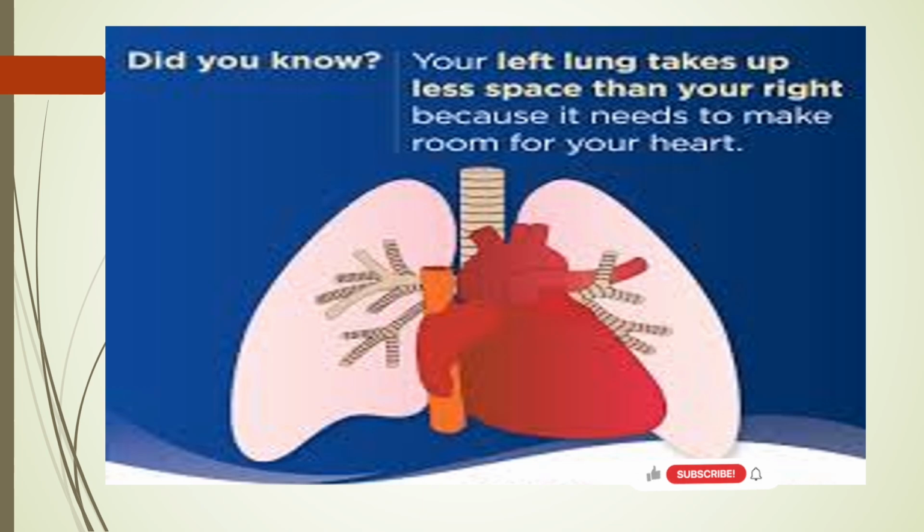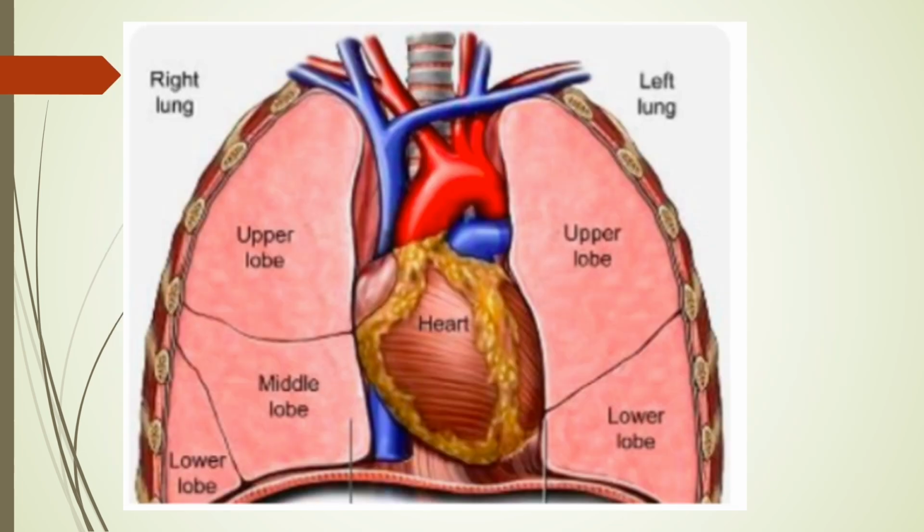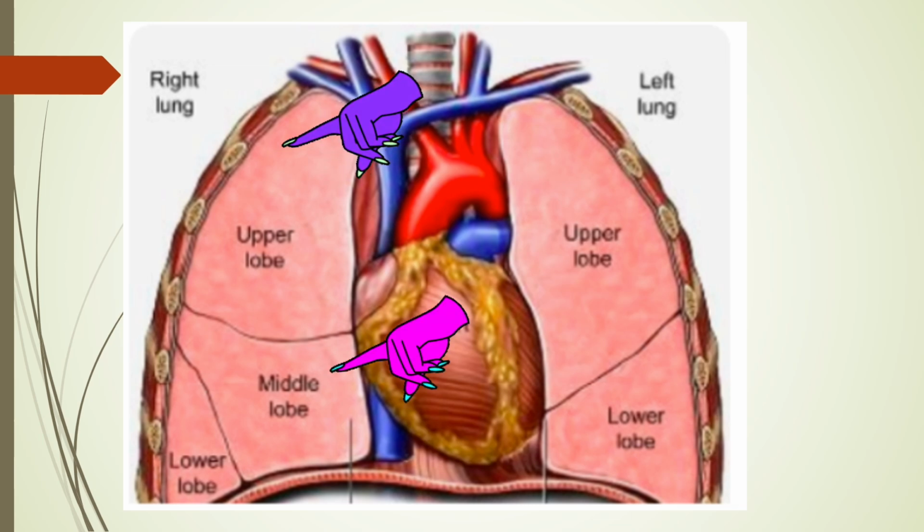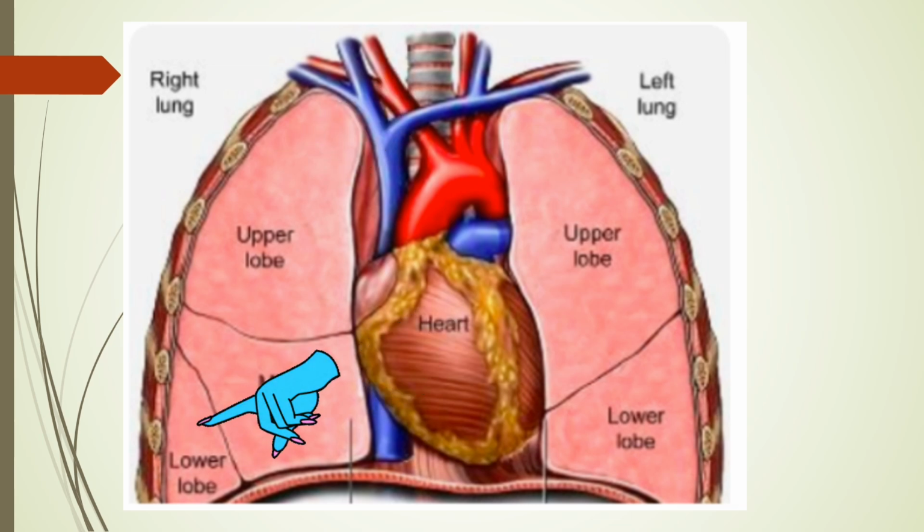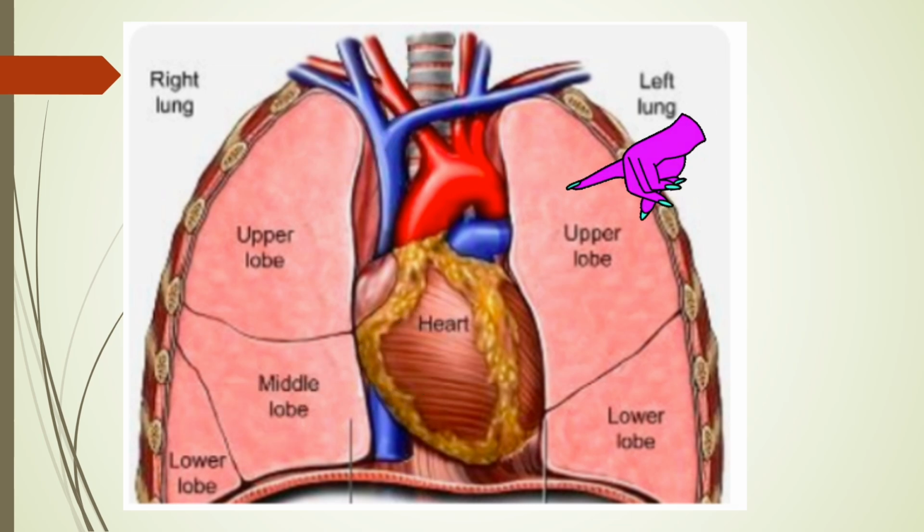The lungs are the primary organs of the respiratory system. We have two lungs, the right and left lung. Both are responsible for exchanging oxygen and carbon dioxide. The lungs are not equal in size. The left lung is slightly smaller than the right lung. The right lung has three lobes, upper, middle and lower lobe, whereas the left lung has only two lobes, upper and lower lobe. It has no middle lobe.